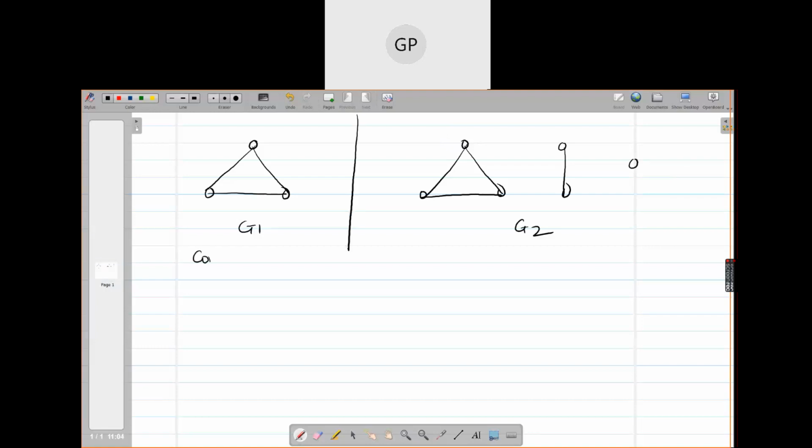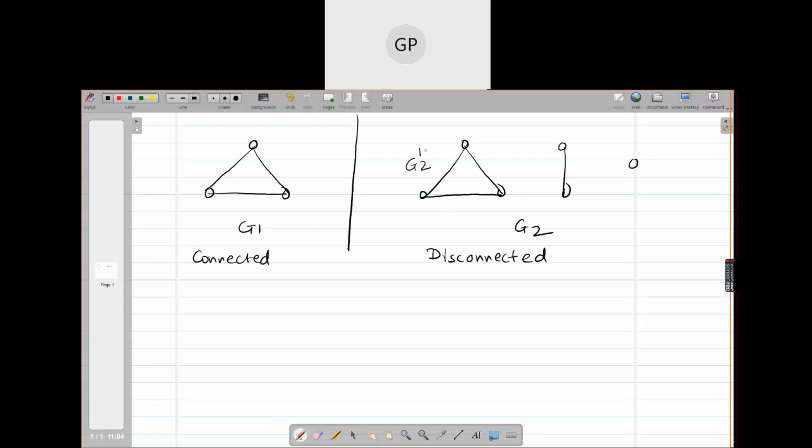So if I draw this graph G1, is it connected? Is it a connected graph? Yes, ma'am. Now I am drawing G2. This is G2. So is G2 connected? Disconnected. It is disconnected.